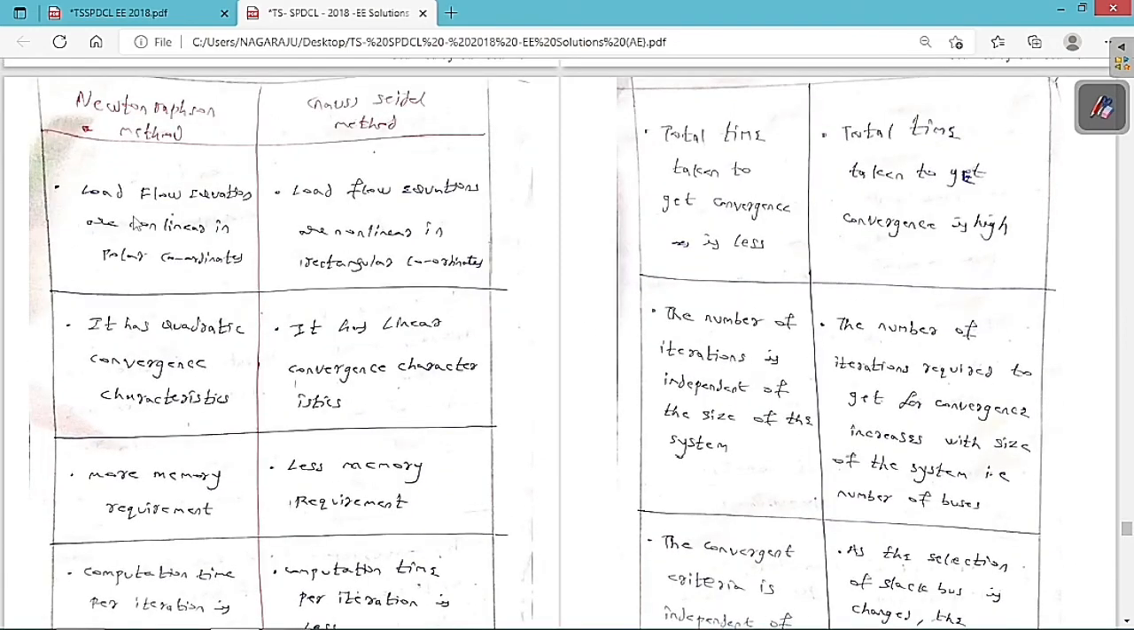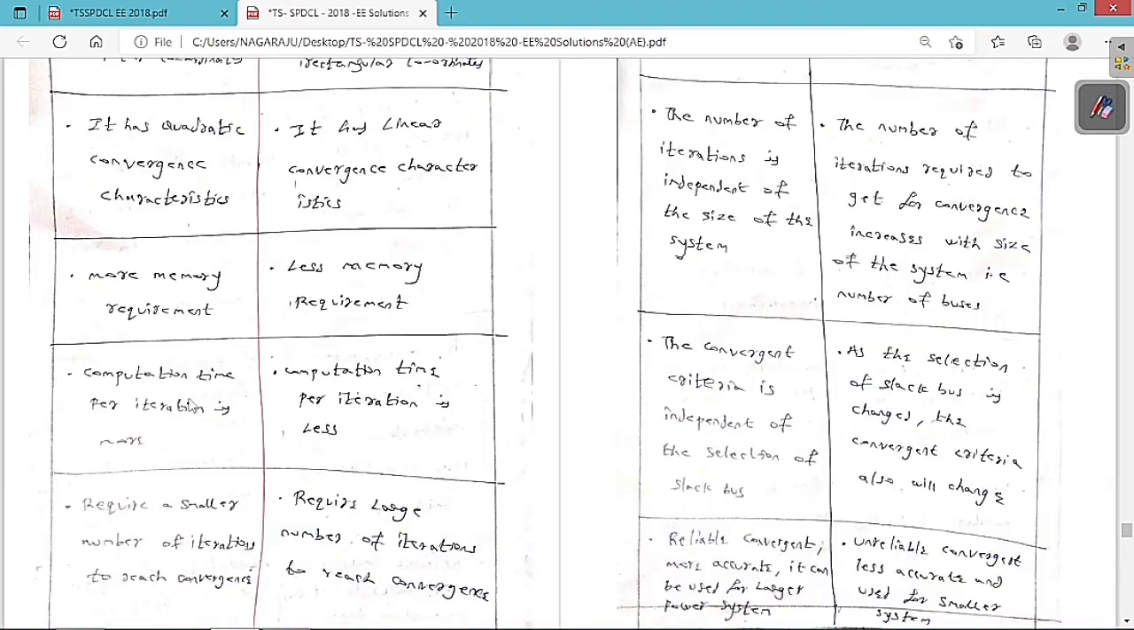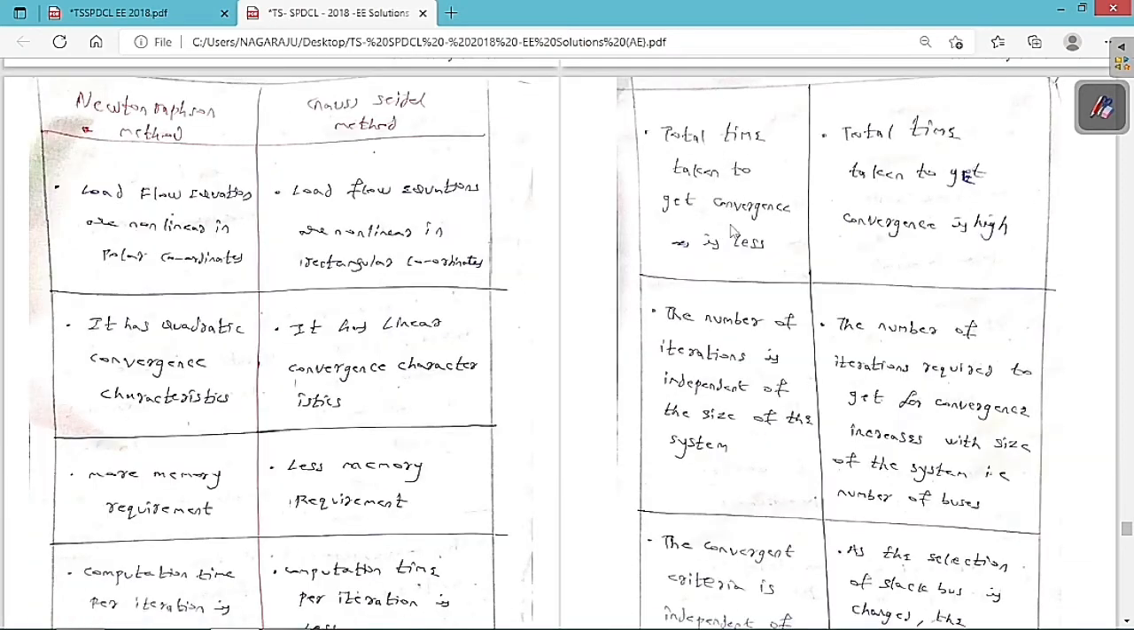So these are some of the important characteristics of the Newton-Raphson method. The load flow equations are nonlinear in polar coordinates. It has quadratic convergence characteristics and more memory requirement, and the computation time per iteration is very high, and it requires a small number of iterations to reach convergence. So the total time taken is very less, the number of iterations is independent of the size of the system, the convergence criteria is independent of the selection of the slack bus, and it is reliable, convergent, more accurate. It can be used for larger power systems also.